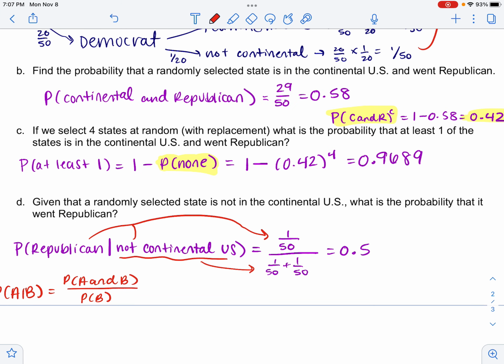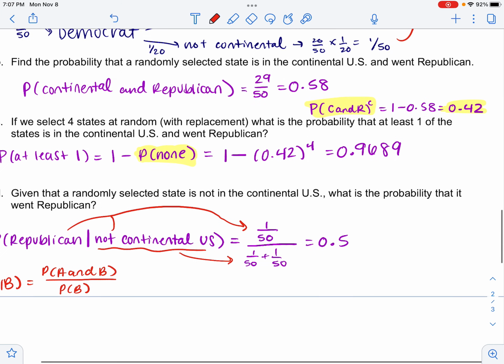So just to reiterate one more time. If I want to find the probability that at least one of the 4 states is in the continental U.S. and went Republican, it's easier to find the probability that none of them did, and then use the complement to find at least one. The reason is that if I want to know at least one, that means 1 state could be it, 2 states, 3 states, 4. So instead, I just find the probability that none of the states are continental and Republican.